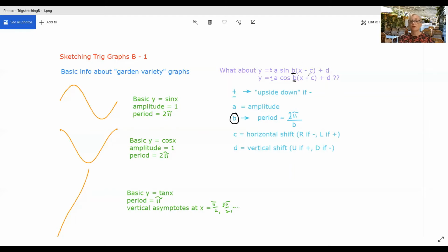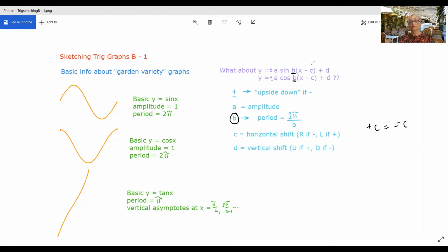C is our horizontal shift. Because it's a -c, it's to the right if you have just a -c. It's to the left if you had a +c. Remember, +c is the same as -c. We have seen things like this before with other graphs, whether it be quadratic or whatever. Shifting to the right or left often occurs when you have an x minus something.